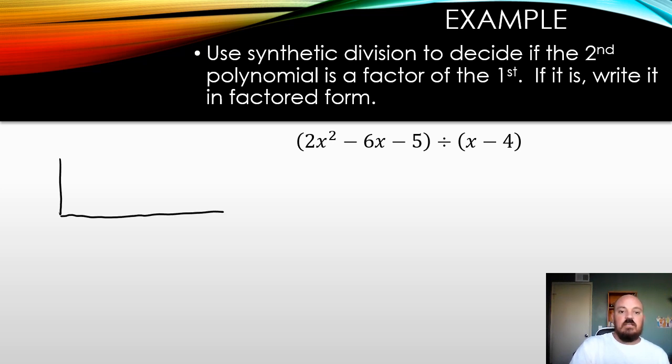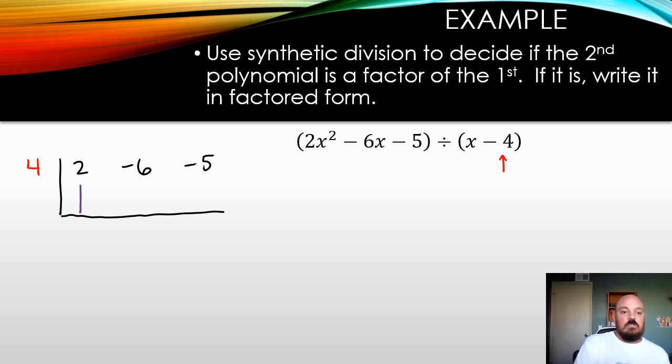So let's set up for synthetic division here. I have 2x squared, so I'll put a positive 2, minus 6x, so I'll put a negative 6, and minus 5, so I'll put a negative 5. And then again, for that number that goes out front, I look here, but I change the sign. So since my factor that I'm dividing is x minus 4, I put a positive 4 right there.